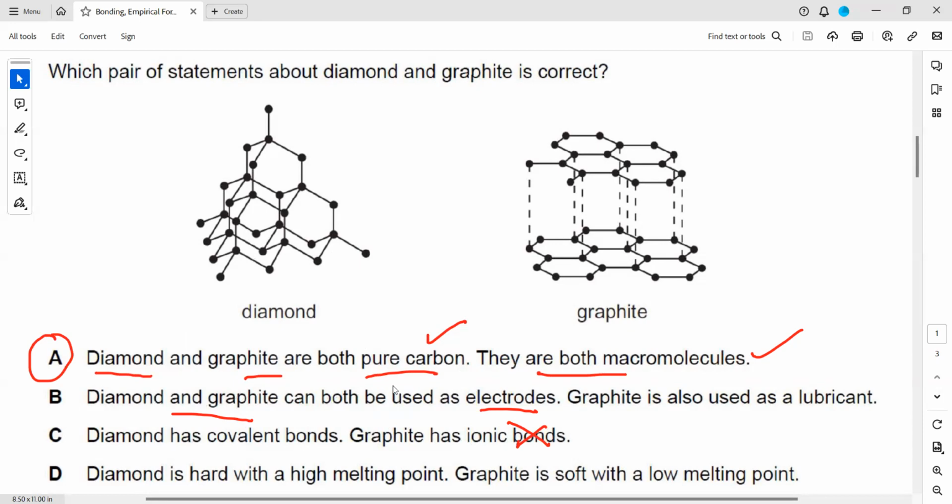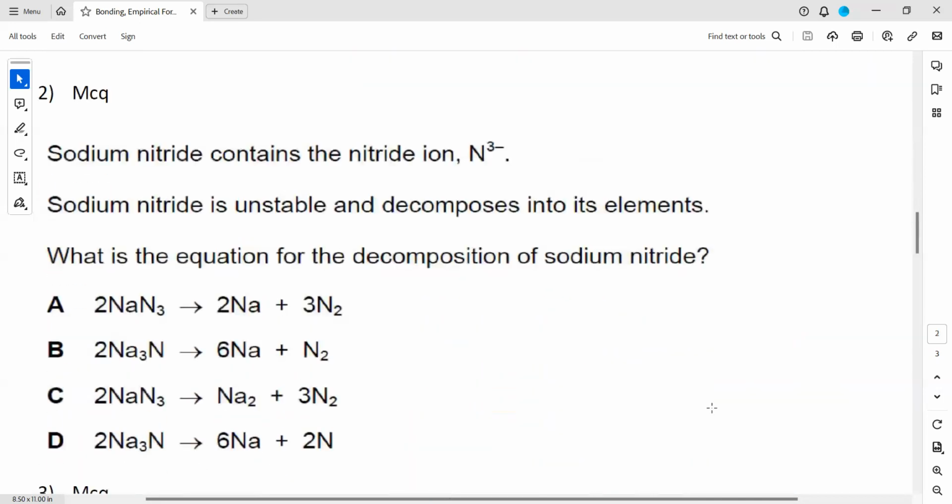And the last statement: diamond is hard with a high melting point, whereas graphite is soft. Till here it is correct, but graphite does not have a low melting point. It also has a high melting point. Both graphite and diamond, because of their macromolecular structure, have high melting points. One characteristic of a macromolecular structure is a high melting point. So A is the right answer.